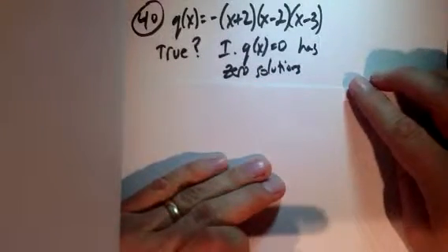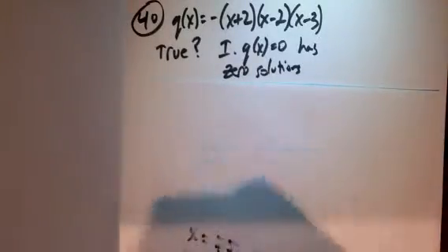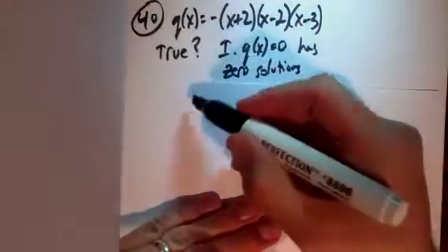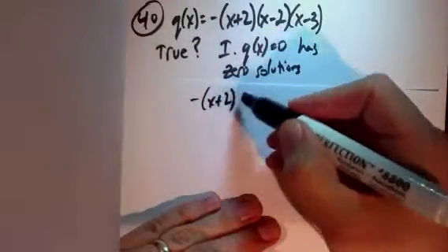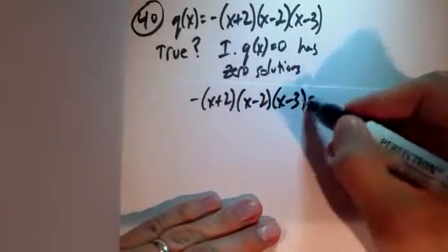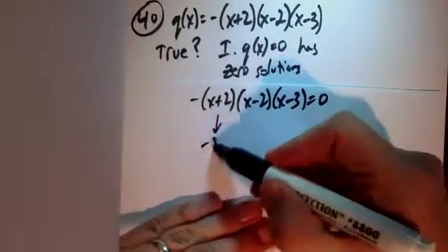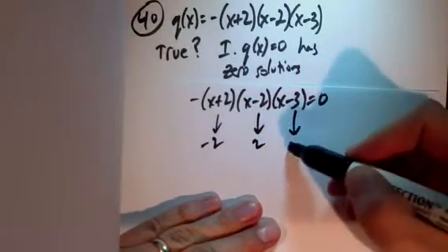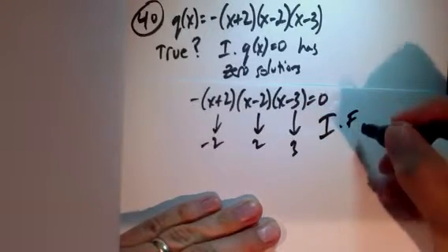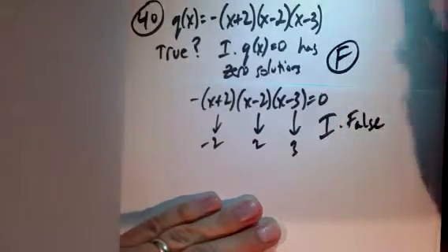And the first statement is q of x equals 0 has 0 solutions. Well, if we want to make that function equal to 0, what we're saying is, and this actually has 3 real solutions. You have -2, 2, and 3. So that means that 1 is false. Roman numeral 1. That's false.